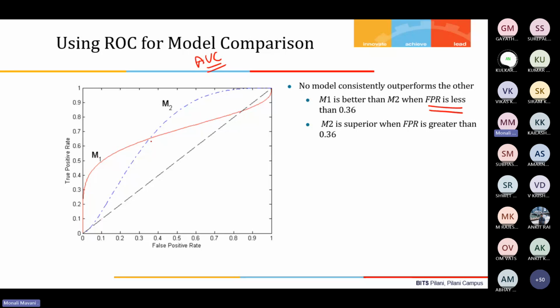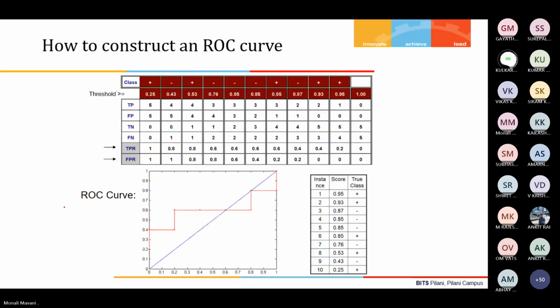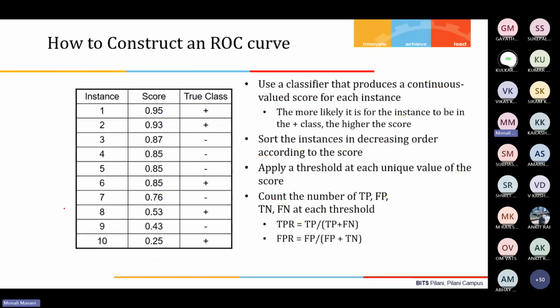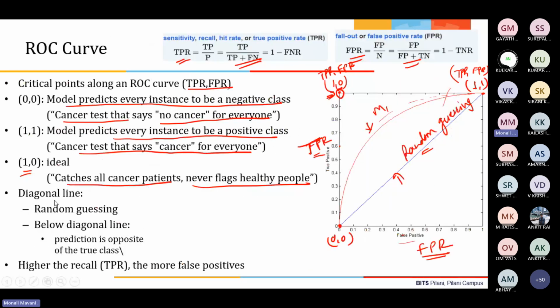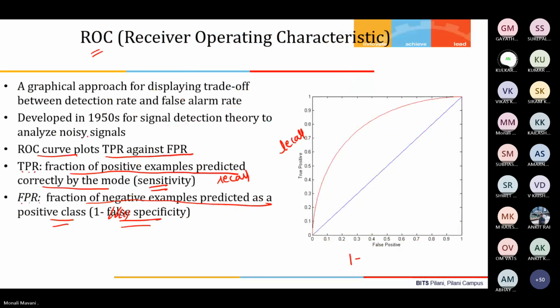this is a crossover point. For a lower false positive rate, the model M1 is better. For a higher false positive rate, the model M2 is better. So this is the interpretation of the ROC curve, which gives us the trade-off between false positive rate and true positive rate.